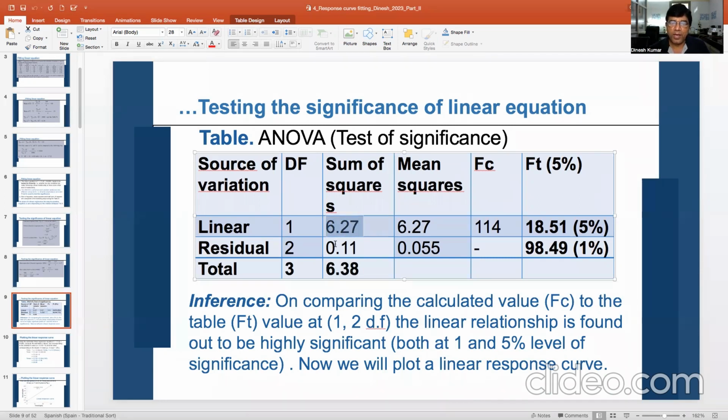If your error sum of squares is 0, then you will have R square as 1, because the regression sum of squares will also be 6.38. Suppose the regression is 6.38 and the residual is 0, then the total will also be 6.38. That means in that case, you will get a value of R square as 1. So the coefficient of determination is the ratio of the sum of squares due to regression divided by the total sum of squares.